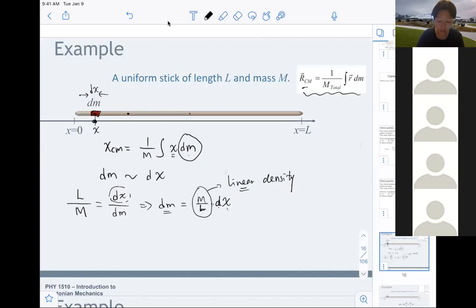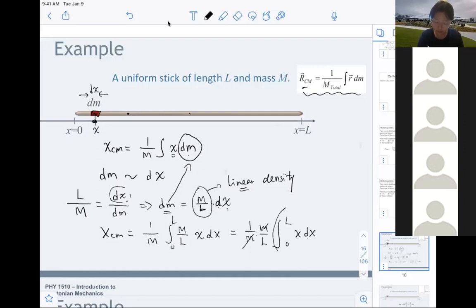Once you have your dm, the calculation for the rest of it is very straightforward. I plug in my M over L. M over L is a constant, really, so I can take it out of the integral. Then I have x dx. So let me take the M over L outside of my integration, and what I integrate over is really just x dx from 0 to L.